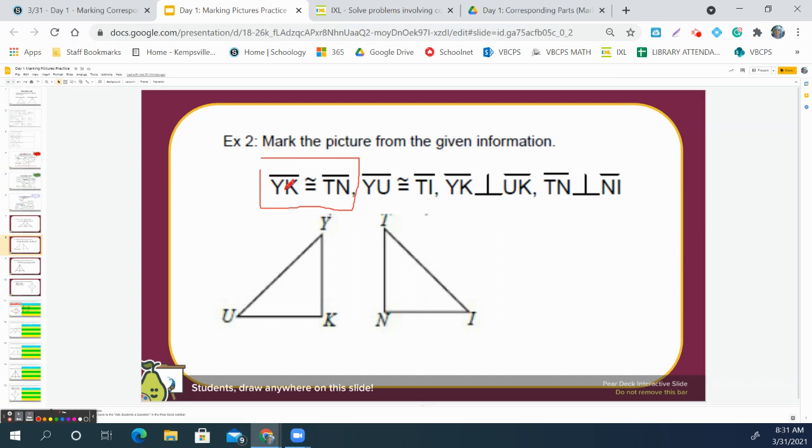So here we've got YK equals TN. What did I just mark? Sides or angles?